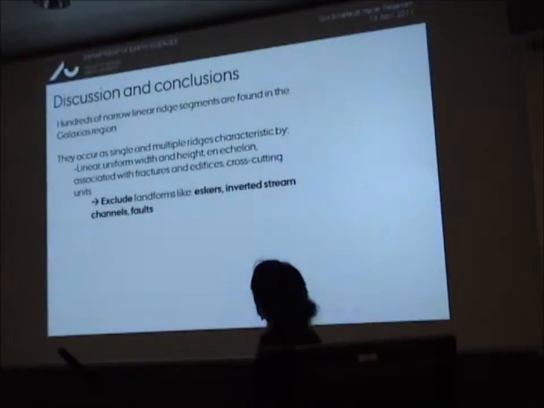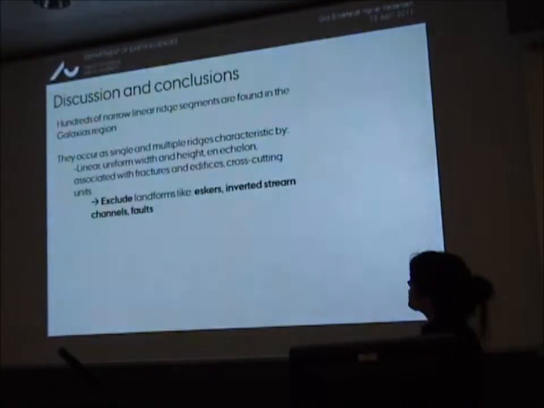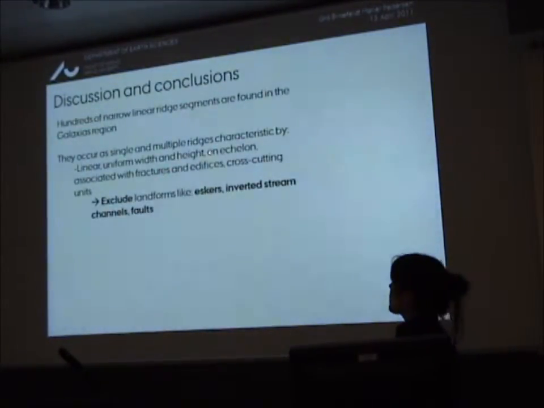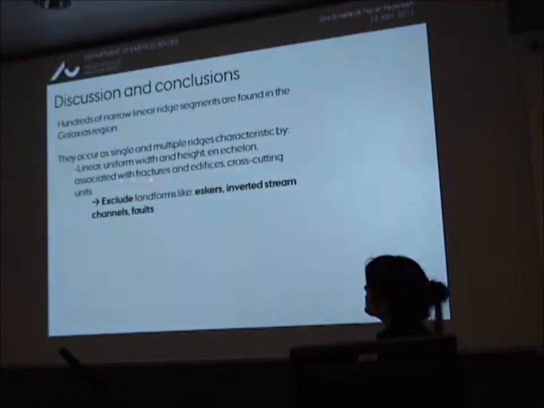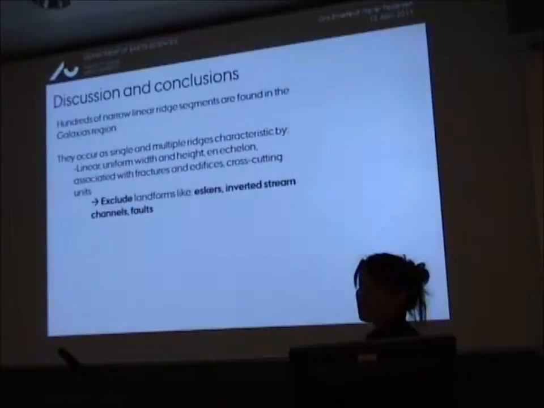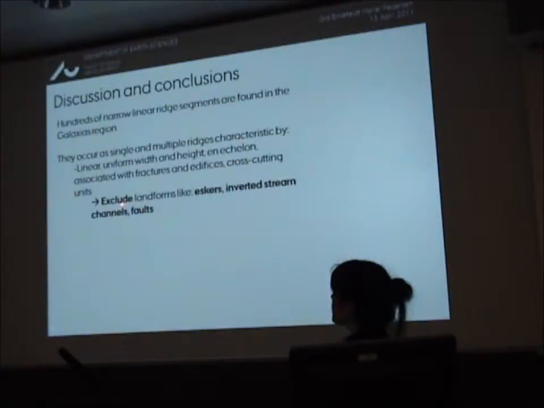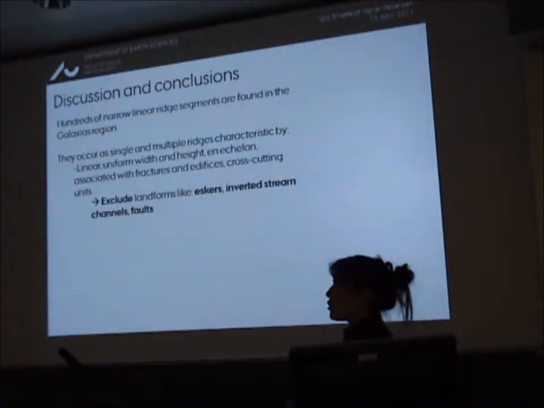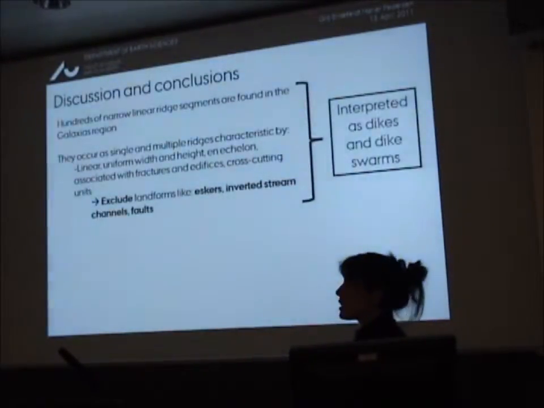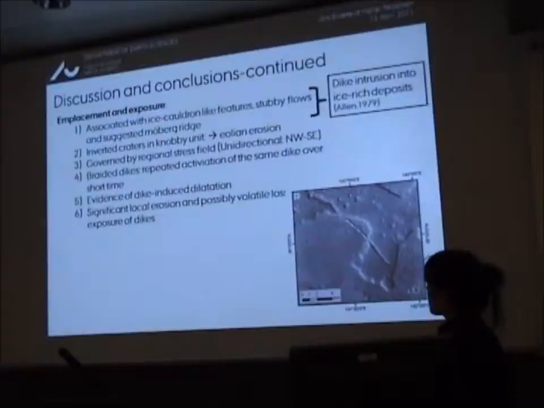So, we see hundreds of these narrow ridges. They are linear, uniform width and height. They are en echelon along the place and are associated with fractures and different kinds of edifices, which exclude landforms like eskers, inverted stream channels or faults, and therefore we suggest that they are dikes and dike swarms.